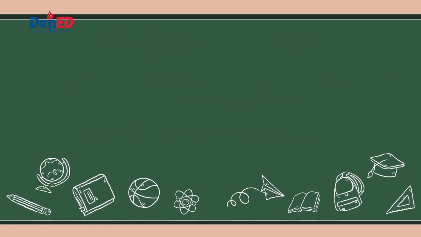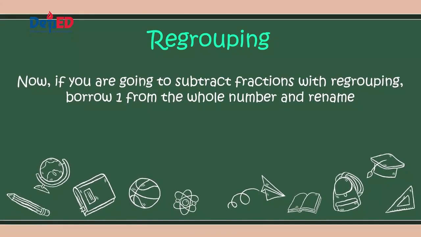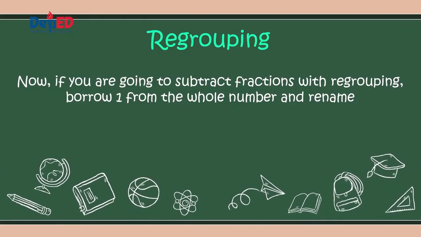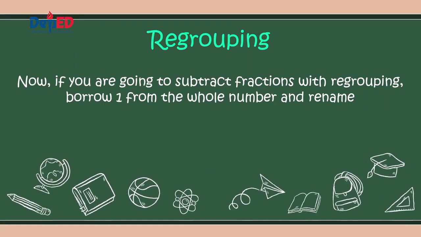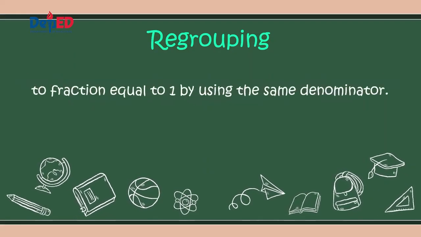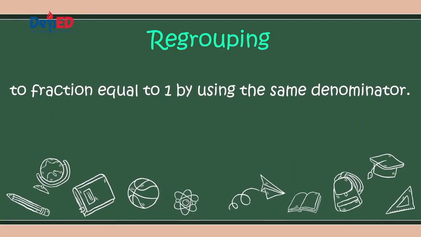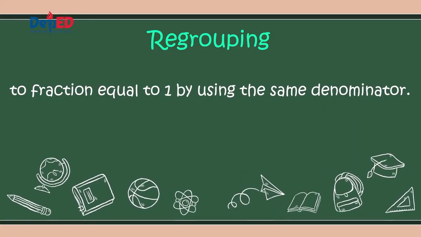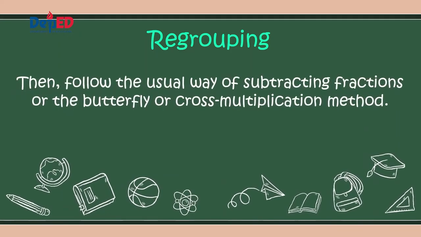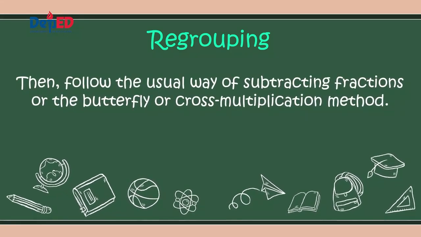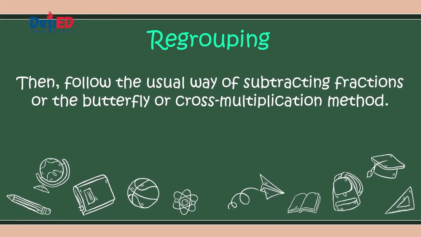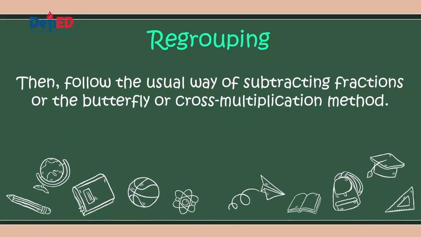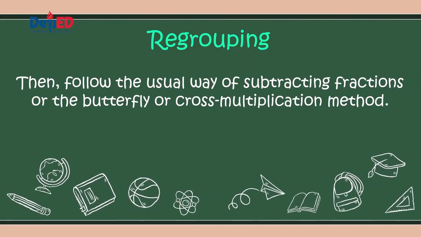Now, if you are going to subtract fractions with regrouping, borrow 1 from the whole number and rename it to a fraction equal to 1 by using the same denominator. Then, follow the usual way of subtracting fractions or the butterfly or cross multiplication method.